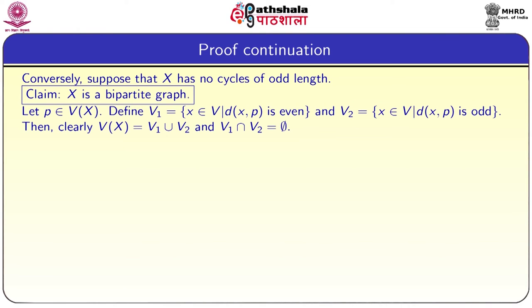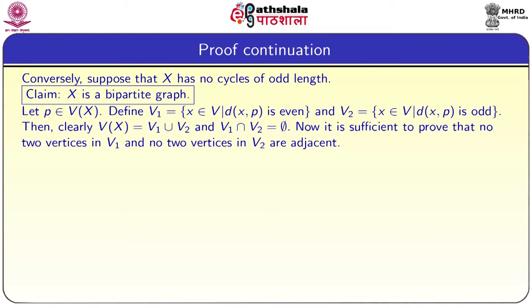So, clearly V(X) is V1 union V2. That means every vertex has either even or odd distance from P. So, V(X) is V1 union V2 and V1 intersection V2 is also empty. The only thing we now need to show is that if you take any two vertices in V1 or any two vertices in V2, there is no edge between them. It is sufficient to prove that no two vertices in V1 and no two vertices in V2 are adjacent.